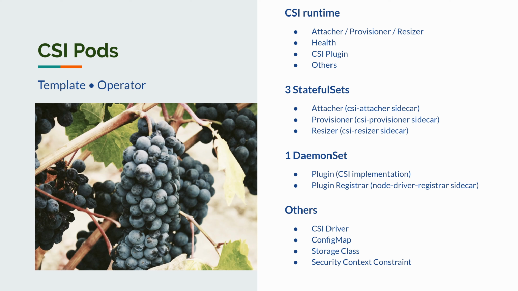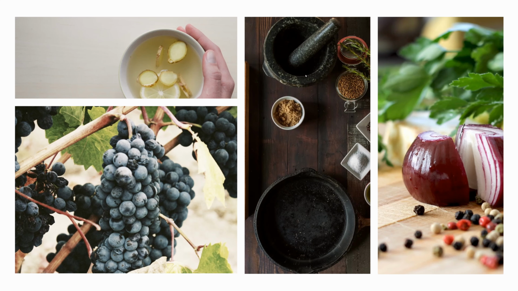In the other section down below, there are some artifacts like config map, storage class, and security context constraints. We will see all these things in a moment when we actually see the code. Now it's time for us to take a look at the actual code and also a demonstration of the CSI in the real live OpenShift environment. So let's switch over to that.